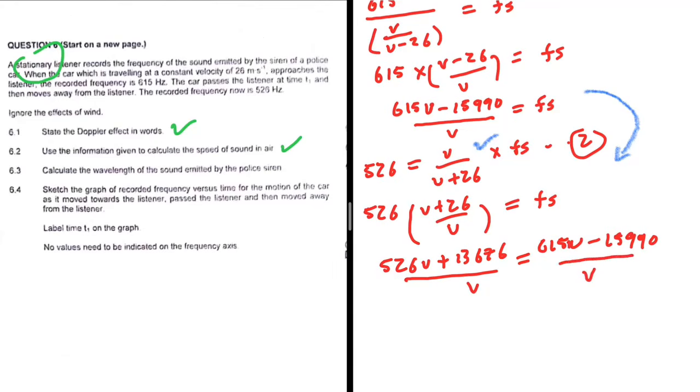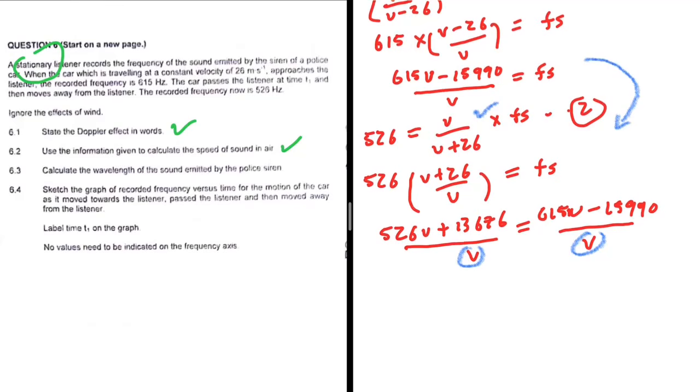I think we're getting somewhere. Because we're dividing on the left side by V and dividing on the right side by V, we can just drop V, because the numerators must be equal to each other for those two things to be equal to each other. So we're just going to have 526V plus 13,676 being equal to 615V minus 15,990. I think it's quite simplified now.